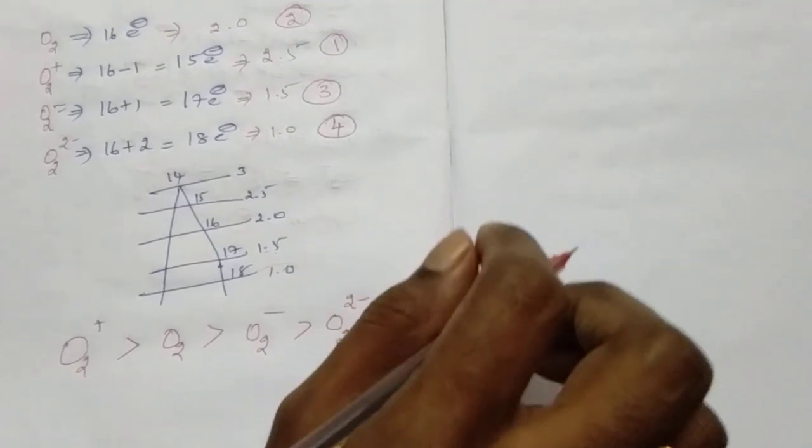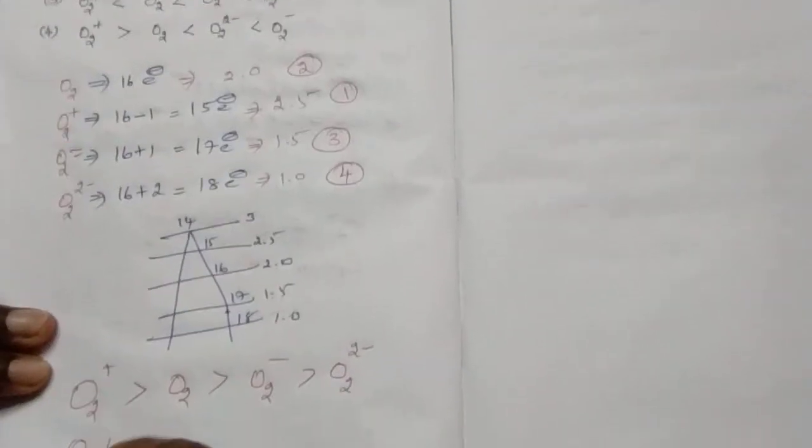Okay, I hope you understood. Sometimes they mix these signs. Don't confuse yourself by looking at the options. Just work out the bond order, then you can arrange and identify the option. Option 1 is the same arrangement, so you can tick option 1 as the right answer.